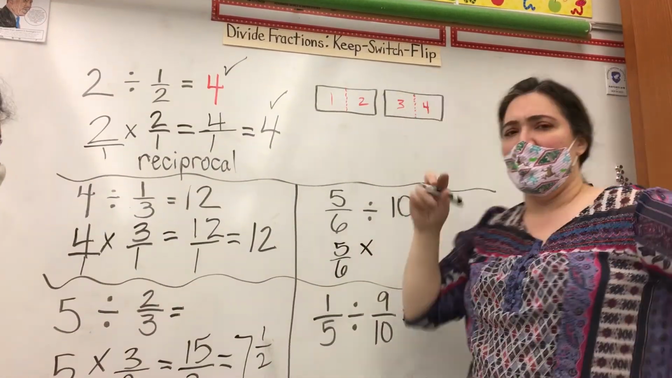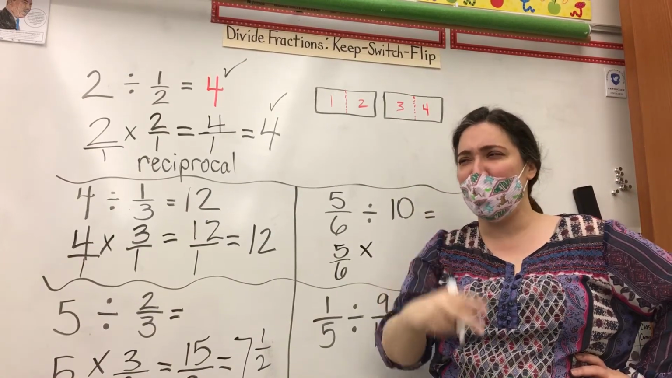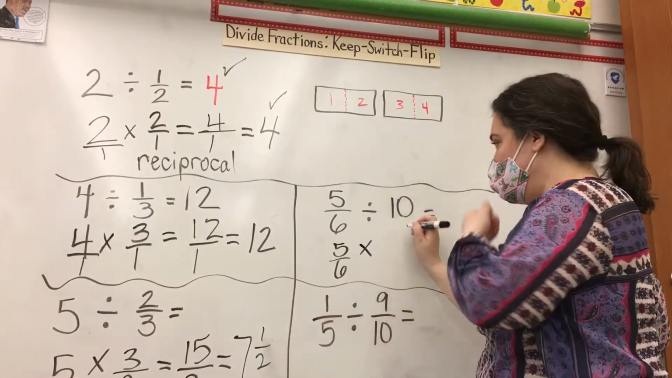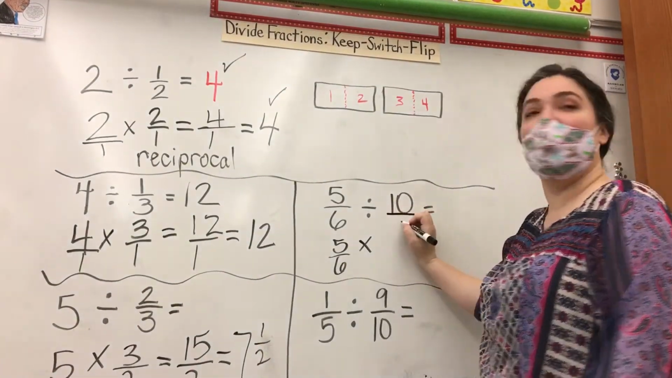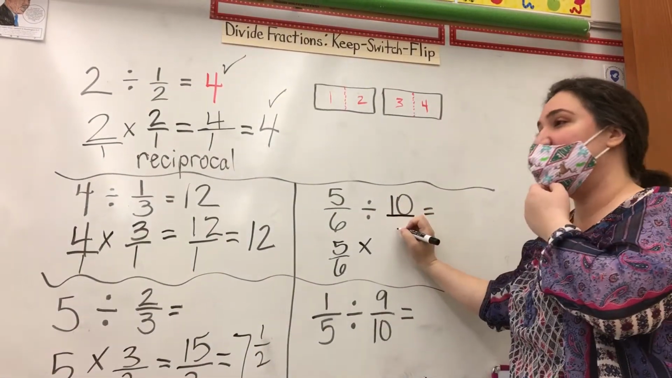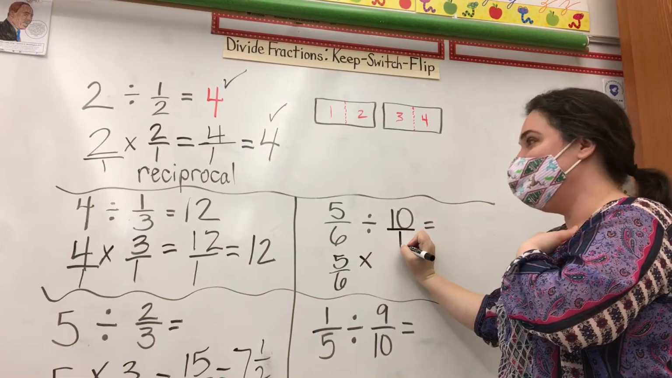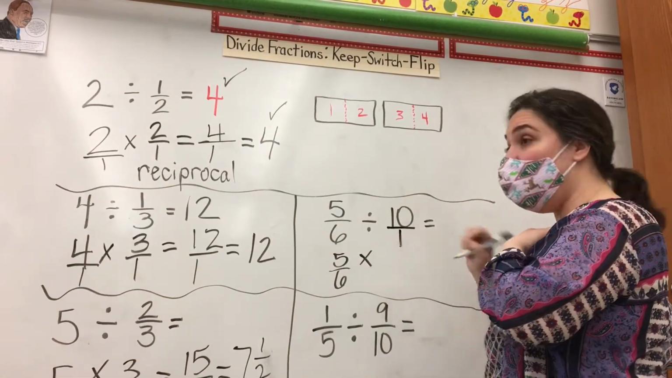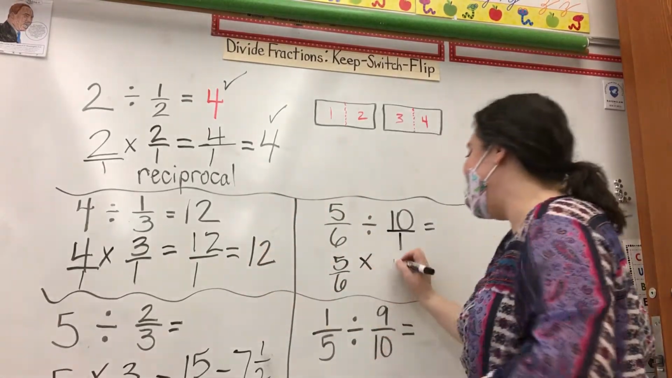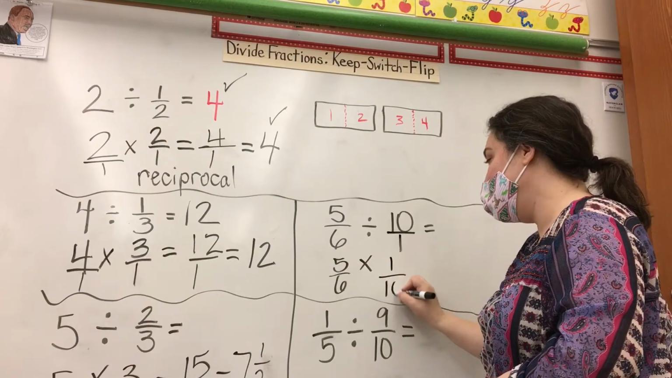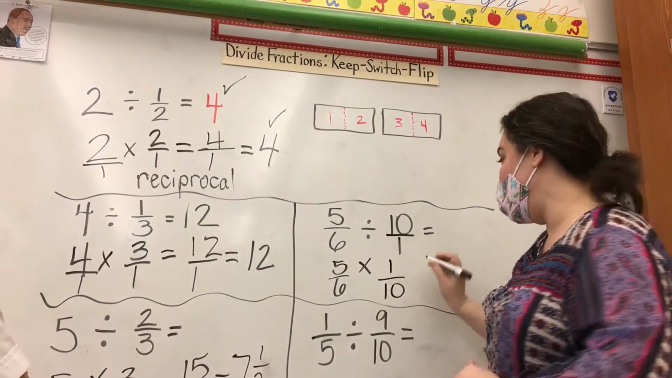We flip it. Wait a second, Ms. Hubble. How do you flip a whole number? You can't, so you don't flip it. You have to flip it anyway. What could I put under this 10 to make it into a fraction but not change what it's worth? 1. Isn't this 10 whole ones, 10 firsts? So now can I flip it? Yes. Now we have 1/10.